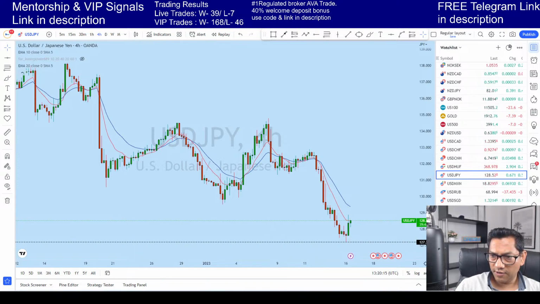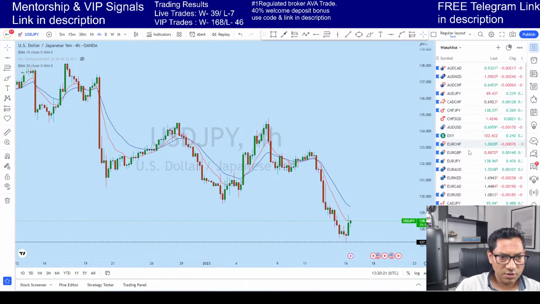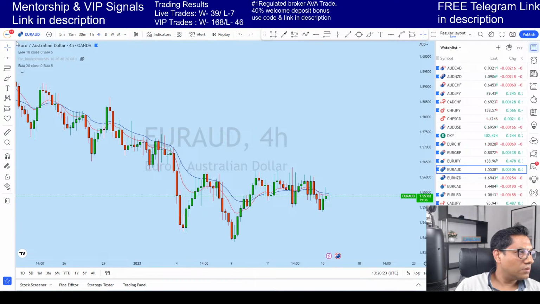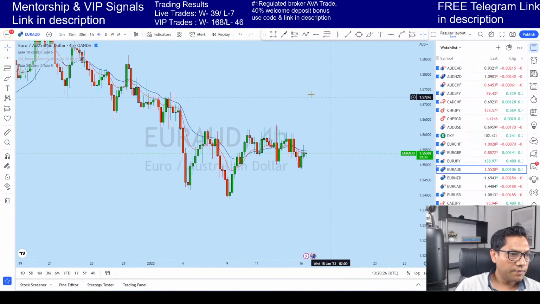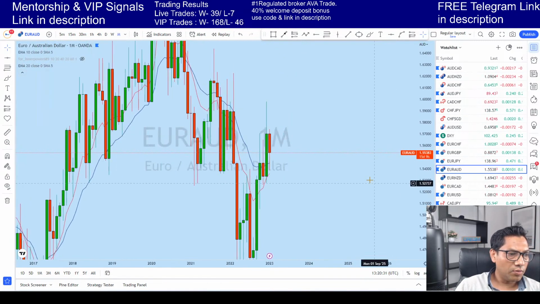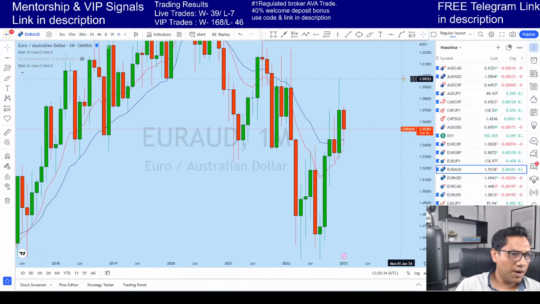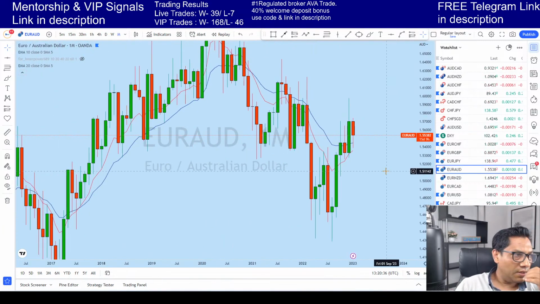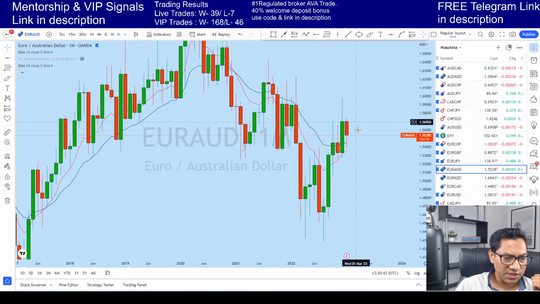So let's look at some minor pairs. Looking at Euro AUD, looking at the monthly. Okay, we see that on Euro AUD from the monthly perspective, from here we have seen a strong rejection from the monthly resistance level. Now this is the current monthly candle, and there are still 2 weeks remaining in this month. We don't see any direction.